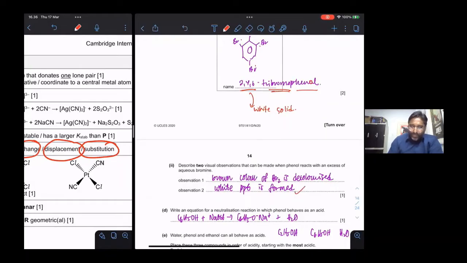Okay, and then the second observation is going to be, since you are reacting with Br2, the brown solution is going to be decolorized. Yeah, because there is a reaction. Okay, so that is going to be the 2 visual observations that we will see.